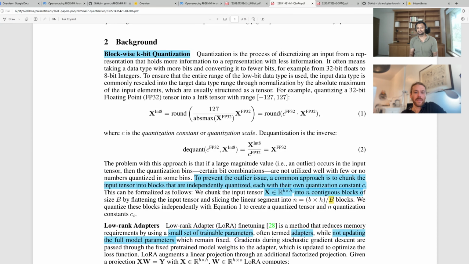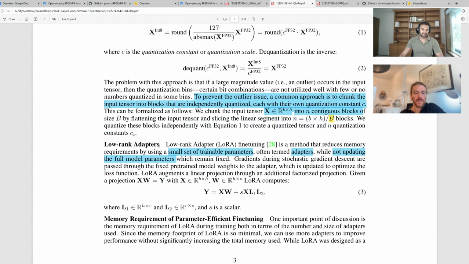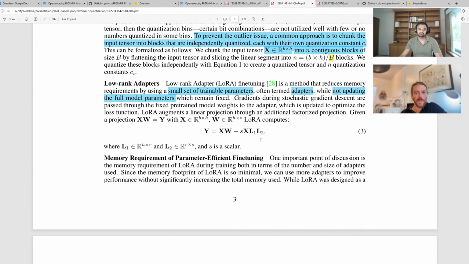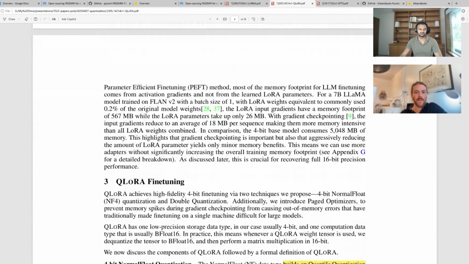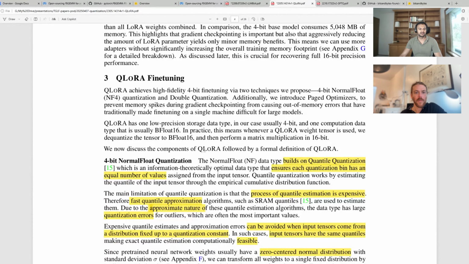Now if you split them into multiple blocks, you have many scalars. So now you see why they had to go for double quantization, because we are adding more overhead. They talk about low rank adapters. We already touched that, so we can skip.